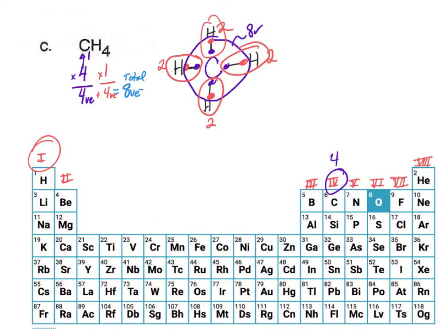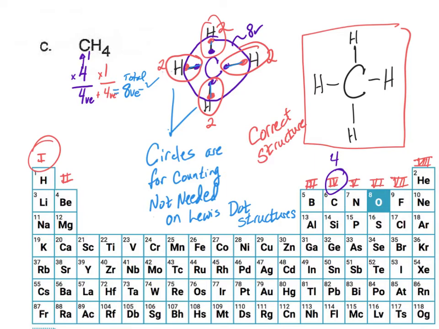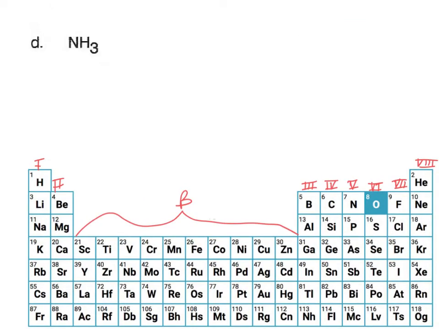The last thing is to check that we have the correct number of total electrons. So here we see 2, 4, 6, and 8. We are correct. And that is the structure for CH4. I'm going to have you try NH3, so please pause the video.